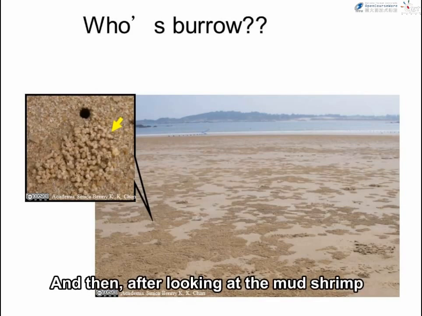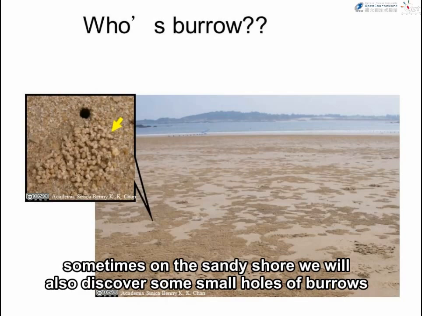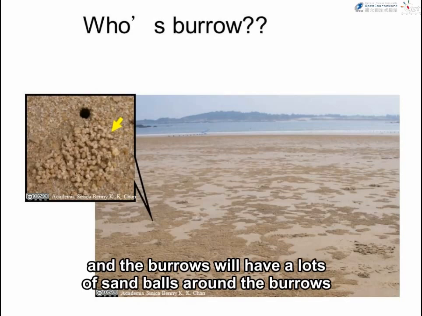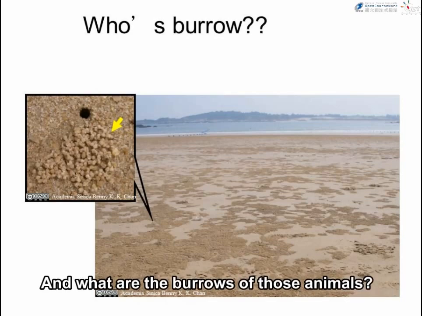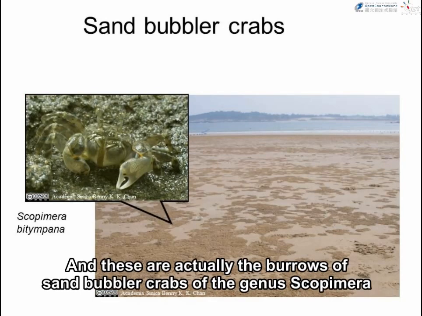And then after looking at the mud shrimp, sometimes on the sandy shore we will also discover some small holes of burrows, and the burrows have a lot of sand balls around them. And what are the burrows of those animals? These are actually the burrows of the sand bubbler crab of the genus Scopimera.